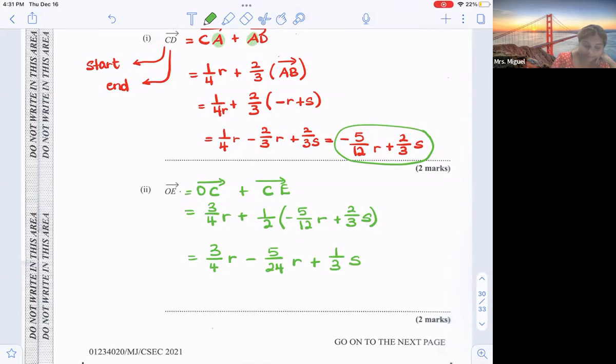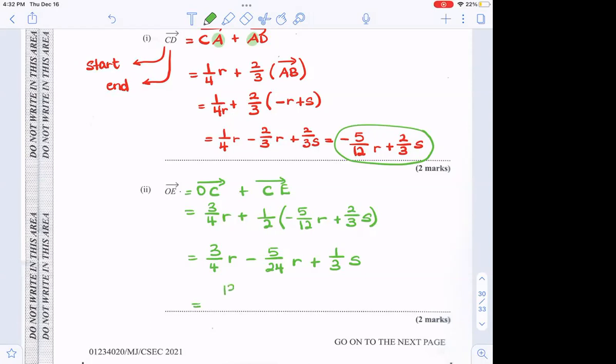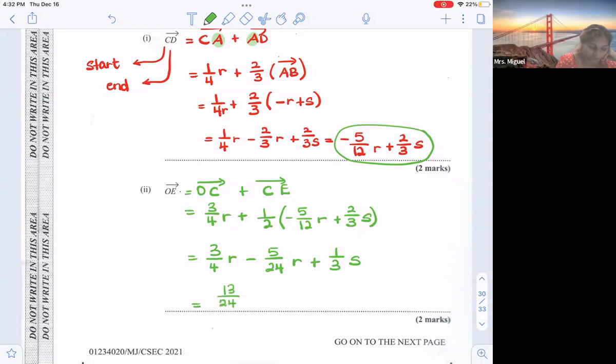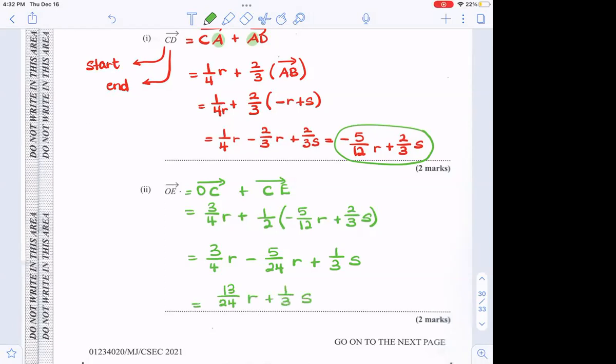Now simplify this for me. 3/4 take away 5/24. Three-quarter minus 5/24. That's 13/24. 13/24 R plus 1/3 S. That is my answer. So you all feel free to take it out.